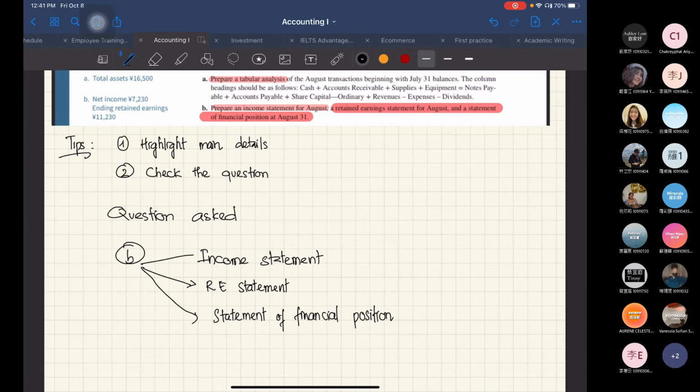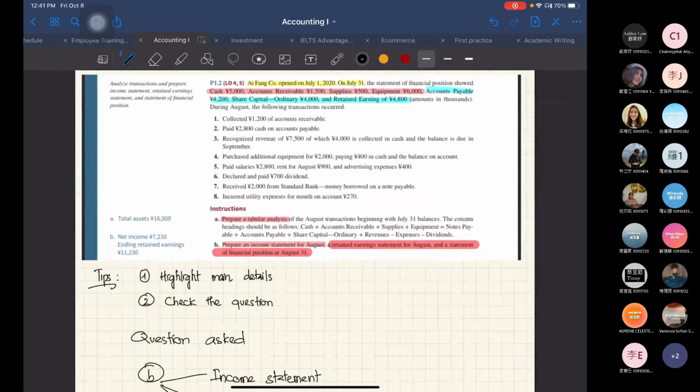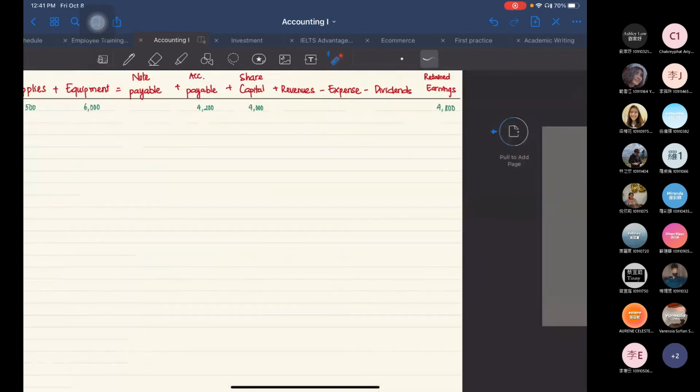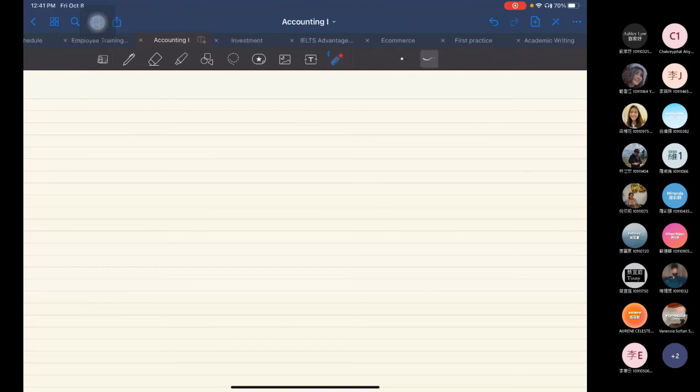Okay. So here is the tip. Remember to highlight the details that usually appear at the beginning, and then check what the question asks you to do, and then go back to the details to find the information that you need to use. Okay, so does anyone have the result of that exercise yet?